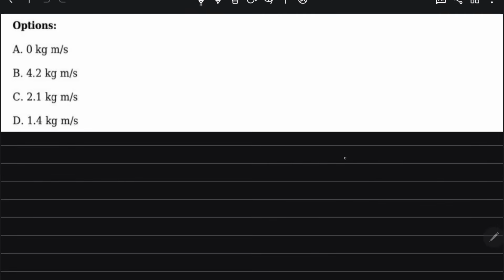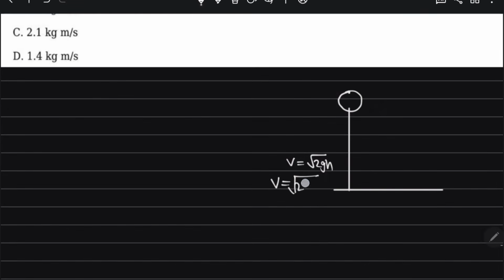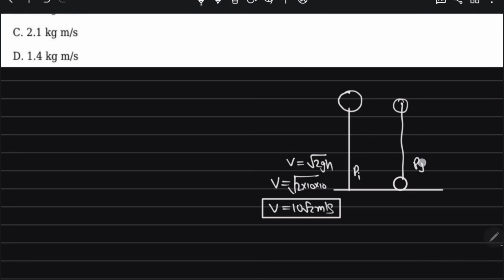So here when the ball is dropped, its speed is under root 2gh. Taking height as 10 and g as 10, this comes out to be 10 root 2 meter per second. And it rebounds to the same height h. This is P initial, this is our P final.